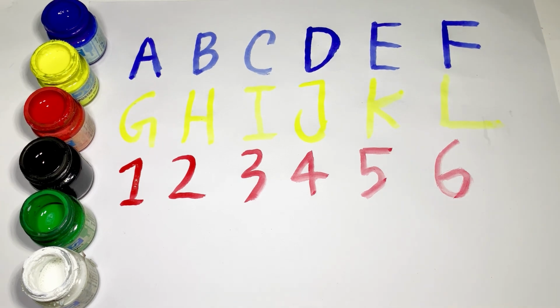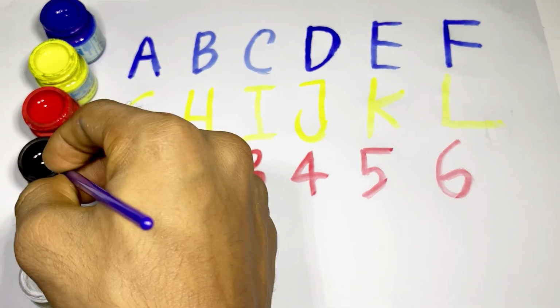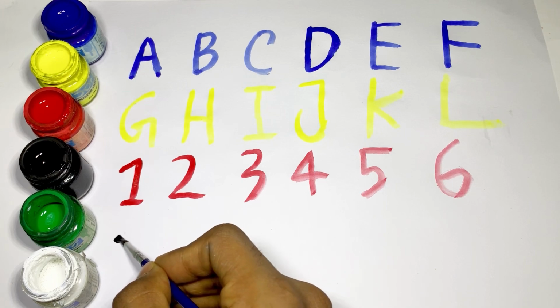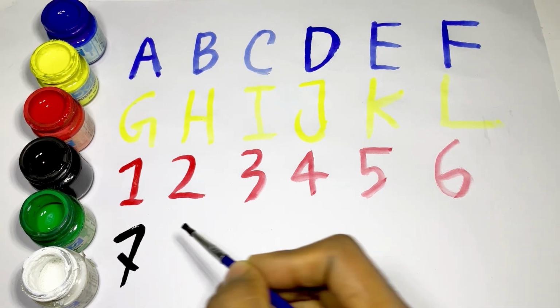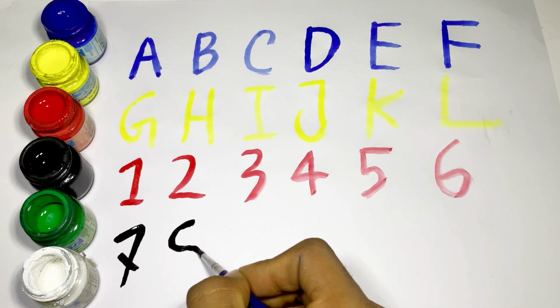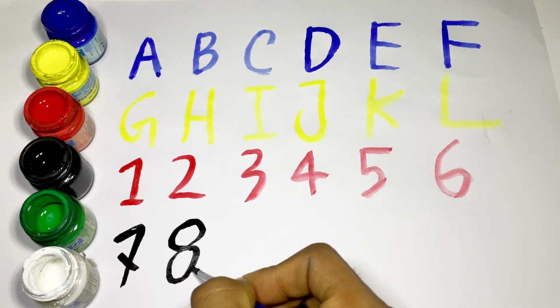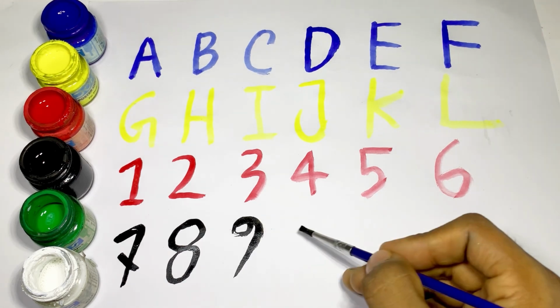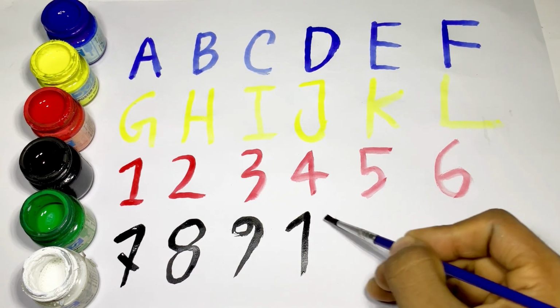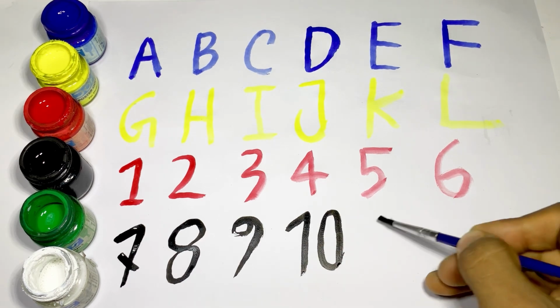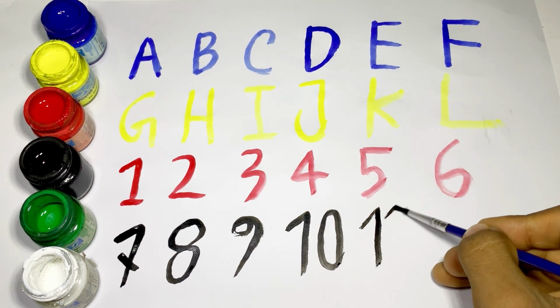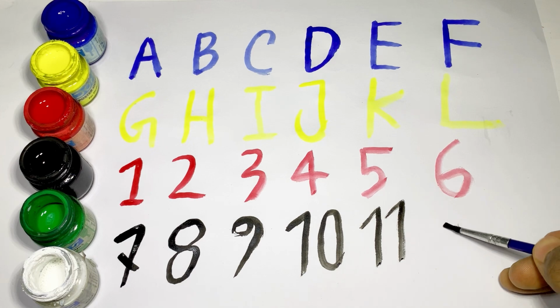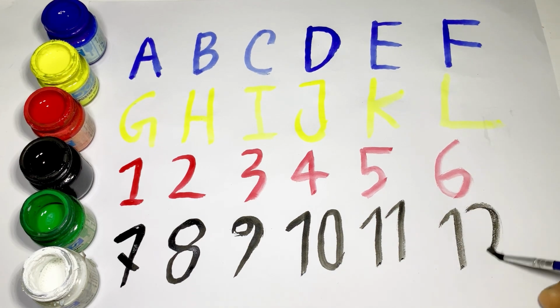Next 7. The numbers of 7, and use black color. Black color. S E V E N, 7. 8. E I G H T, 8. 9. N I N E, 9. 10. T E N, 10. 11. The numbers of 11. 12. The last numbers of 12.